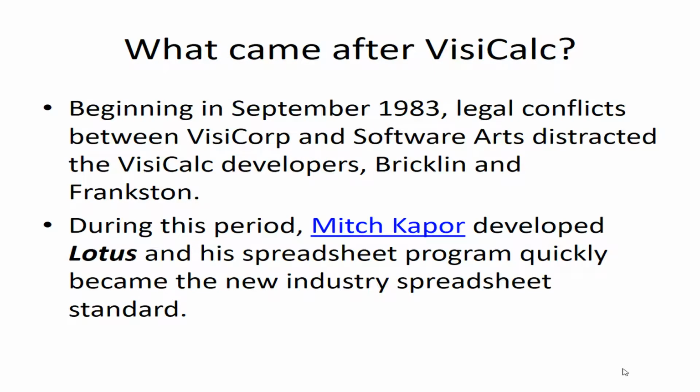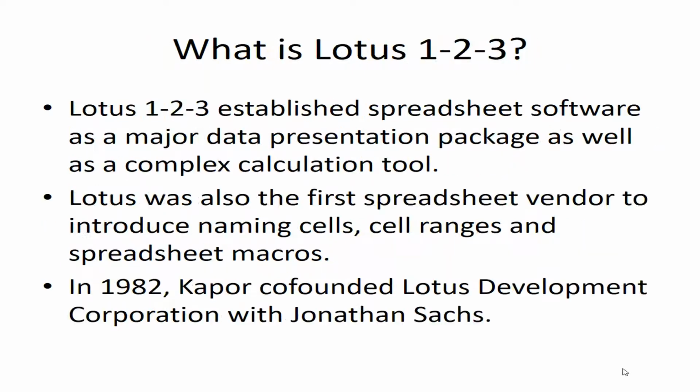But what happened after VisiCalc? Beginning in 1983, there were some legal conflicts between VisiCorp and Software Arts that distracted the VisiCalc developers, Bricklin and Frankston. During this period, a man called Mitch Kapor developed Lotus, and his spreadsheet program quickly became the new industry spreadsheet standard after VisiCalc.